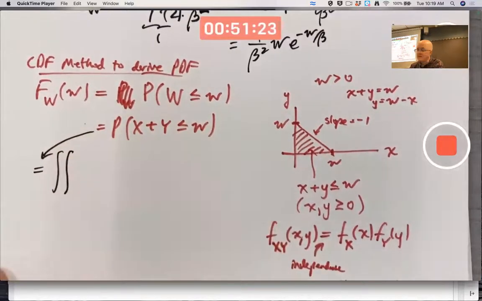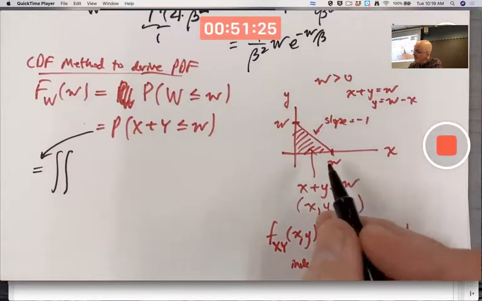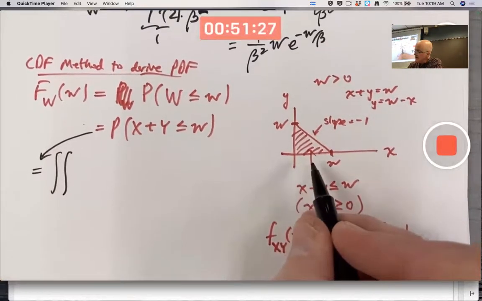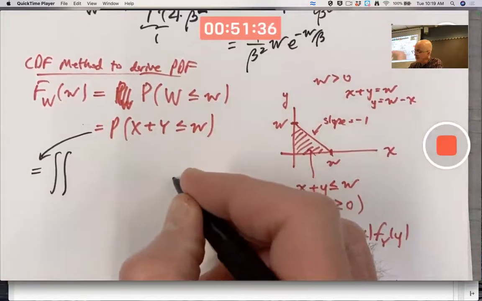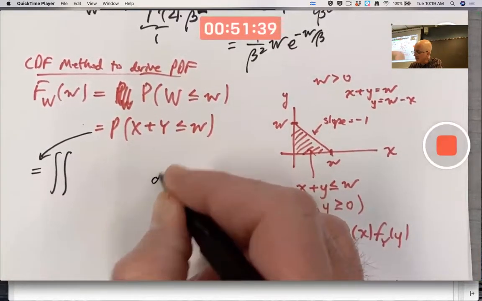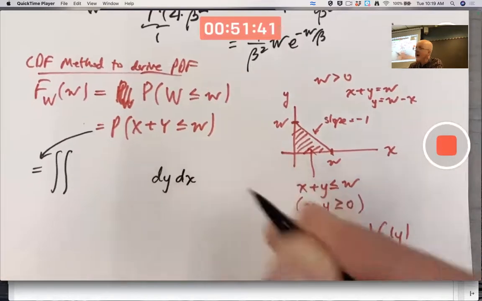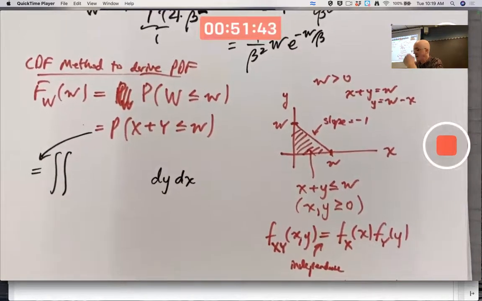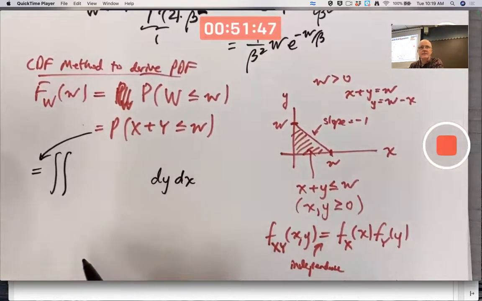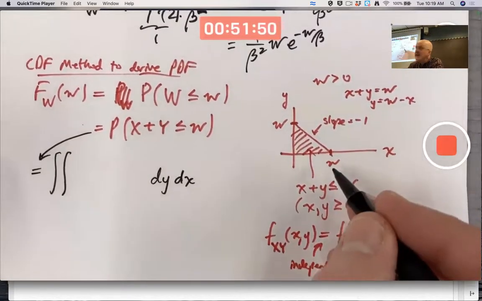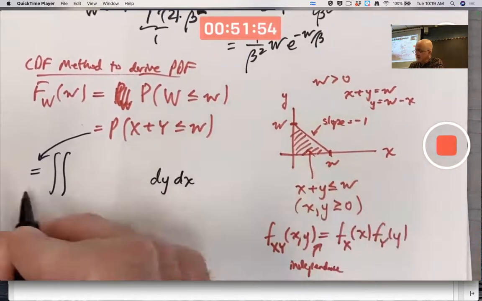It's a double integral. If, for example, I take the outer integral to be with respect to x, which is the way I usually think about it, the outer integral with respect to x, the inner integral with respect to y, write that. You always want your outer integral to be from one constant to another constant. W is a constant when I do this integral. X goes from 0 to W.